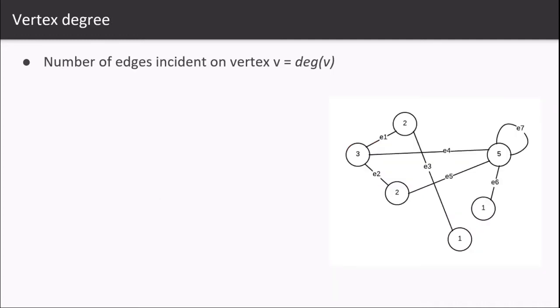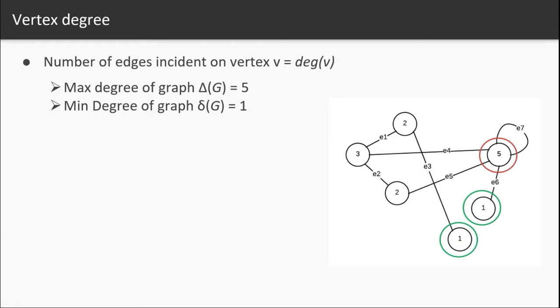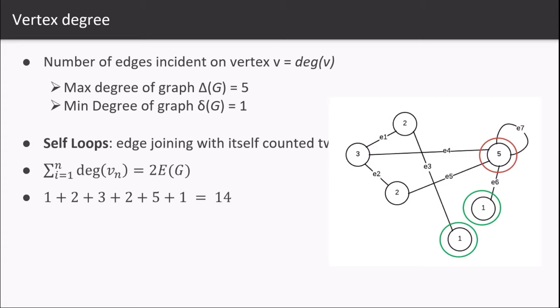The total number of edges incident on vertex v is called the vertex degree, such that the maximum degree of the graph G, denoted by delta G, is 5 on the vertex circled red, and the minimum degree of the graph, denoted by gamma G, is 1 on the vertex circled green. Note that an edge joining a vertex with itself, in this example e7, is known as a self loop and is counted twice. Let's say for the vertex at top, its degree is 2.